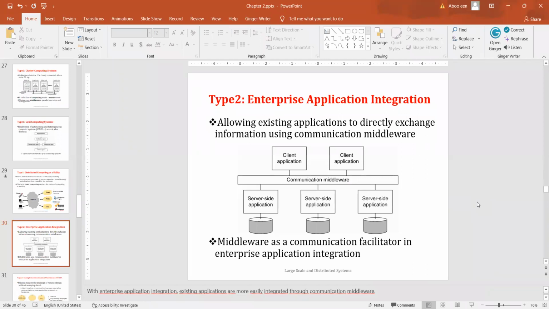Here you see, allowing existing applications to directly exchange information using communication middleware. In this case, you see communication middleware is there. The client applications are there and server side applications are there, and they can integrate these client and server side applications through this communication middleware. Then they can easily share their data and information. So they can easily process the client request, and the server side is responding. So middleware acts as a communication facilitator in enterprise application integration, so they can easily share the data and information.